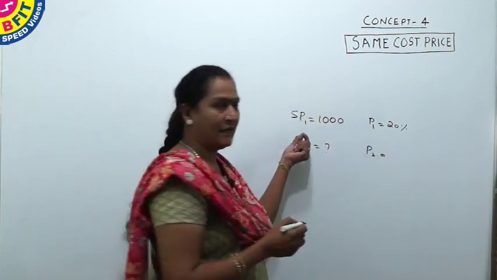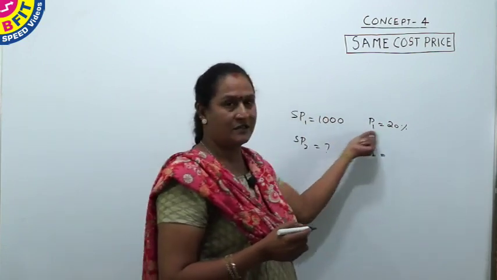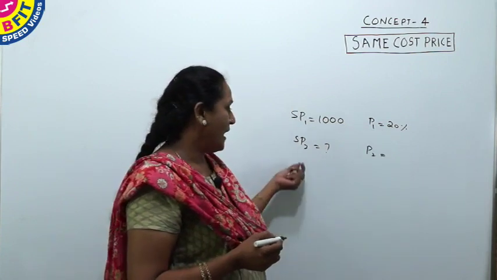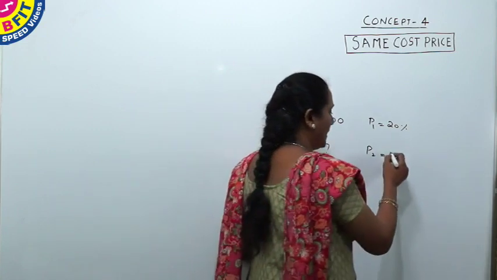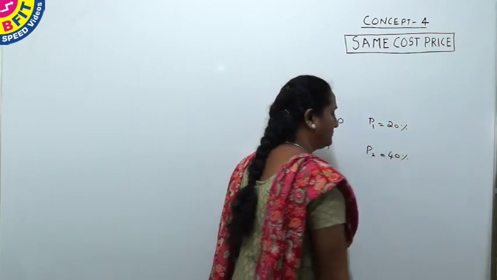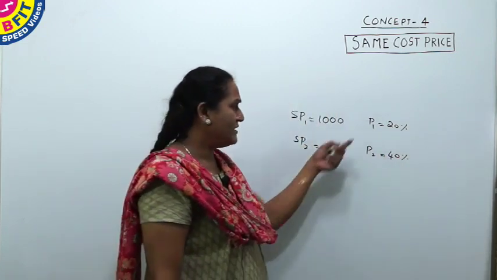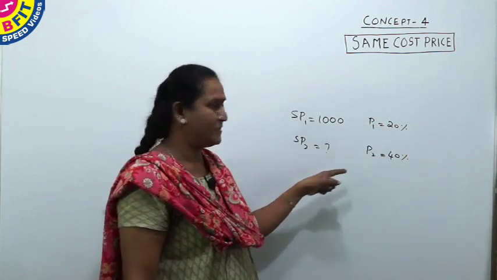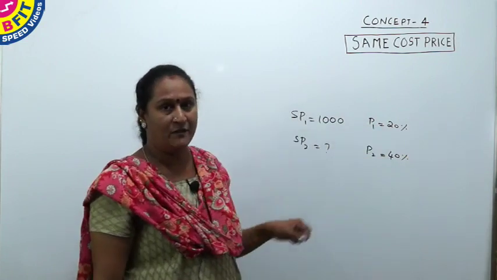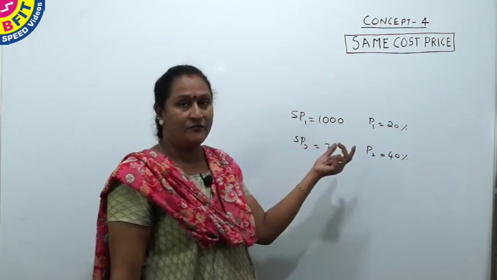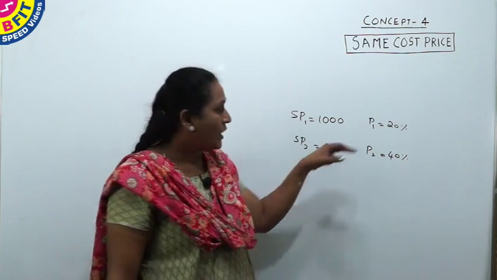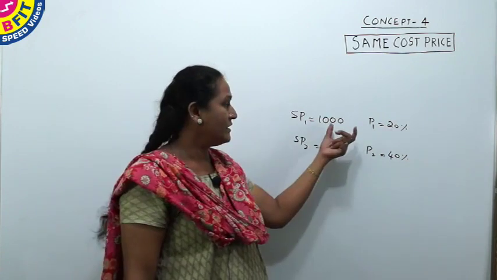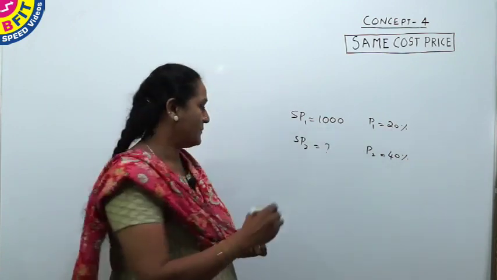So SP1 we take as the first selling price and P1 is the corresponding profit percent, and SP2 you have to find, the selling price for which the second profit percent is 40. And by seeing this 20% and 40%, don't think that the selling price will be double. So using this we have to find the cost price. The selling price is given as 1000 and the profit percent is 20. So with this data we'll see what the cost price is.